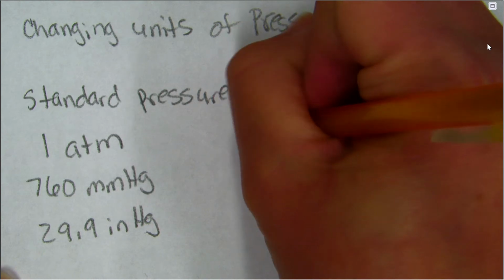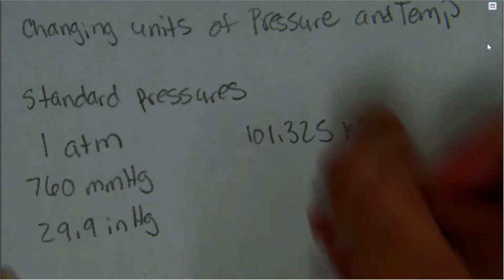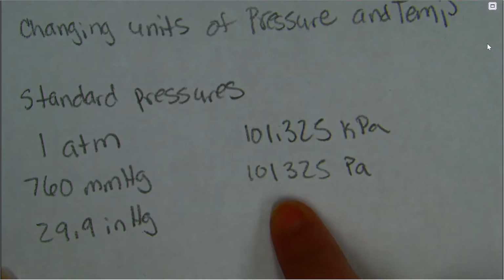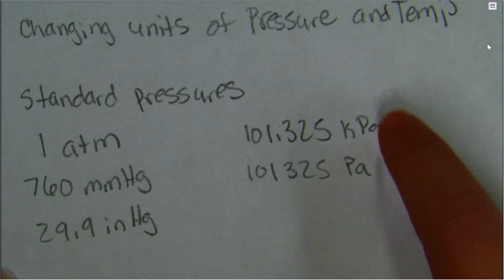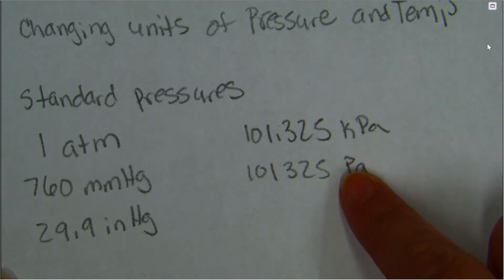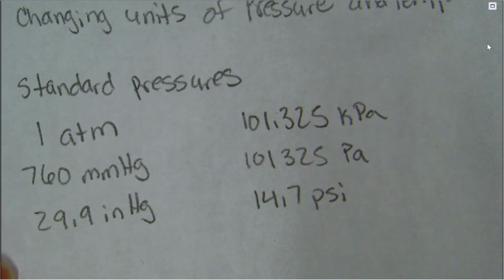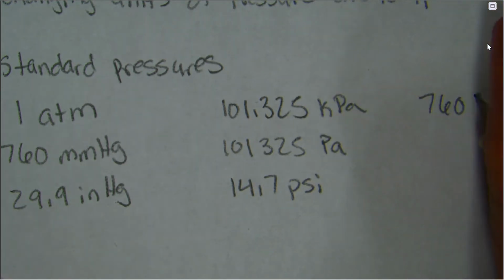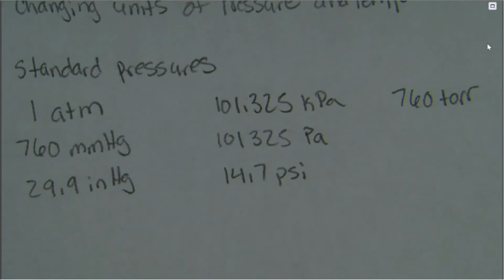We have 101.325 kilopascals. We have 101.325 pascals. And now this makes sense because kilo, we know that 1 kilo equals 1,000 base units. So in this case, Pascal is the base unit. We have 14.7 psi. And we have 760 torr. So all of these are different units of measurement for pressure.